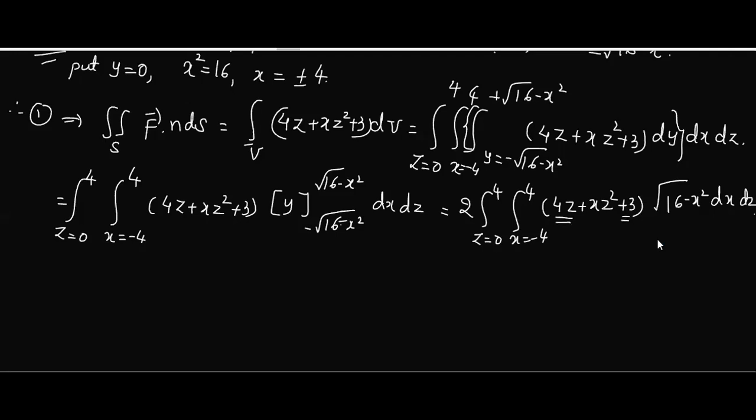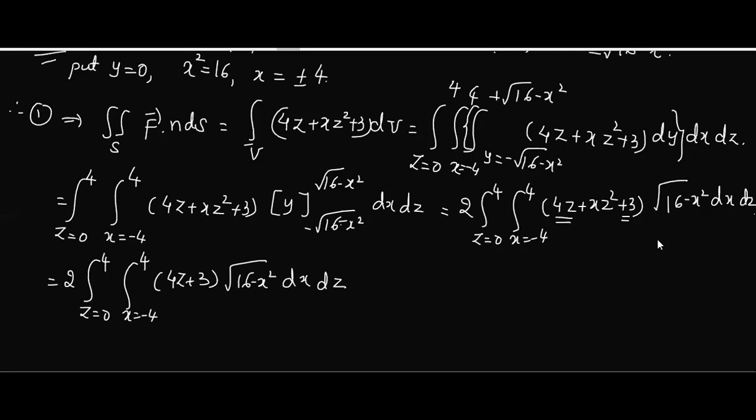Okay, so I'll combine it. I'll take it as one term and then xz square, I'll take it as second term. Okay, let me do that. Then I'll tell why I did. So z is varying from 0 to 4, x varying from minus 4 to plus 4. I'll take 4z plus 3 as one term. But any term to be taken up should be multiplied. So what I have to write here? 16 minus x square, correct? Then dx and dz. Then I'll separate it.